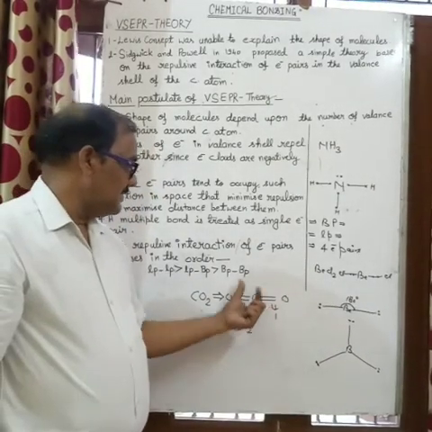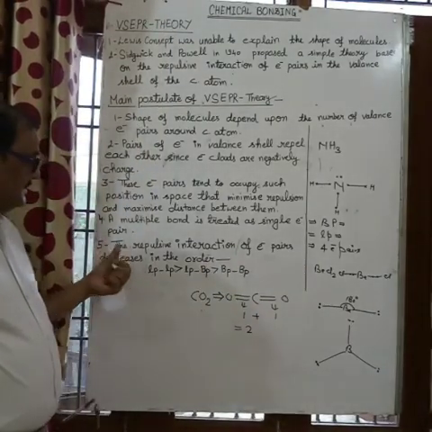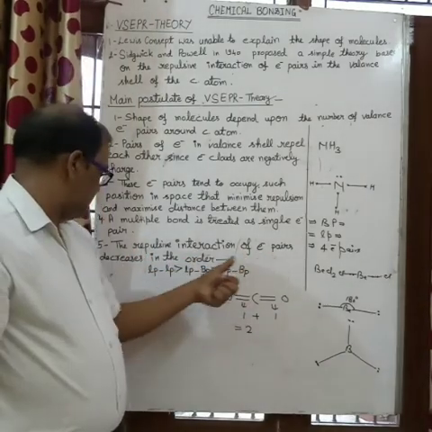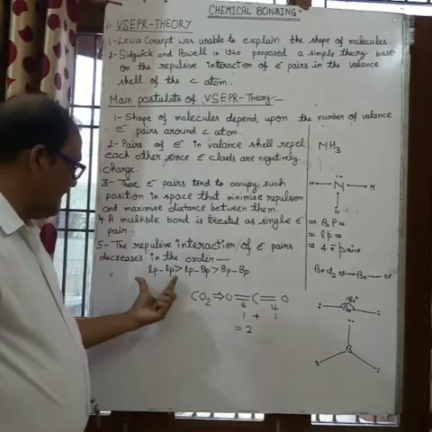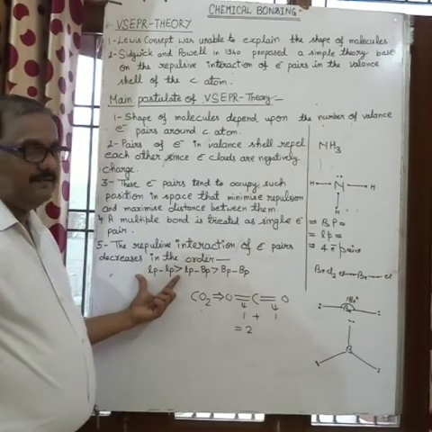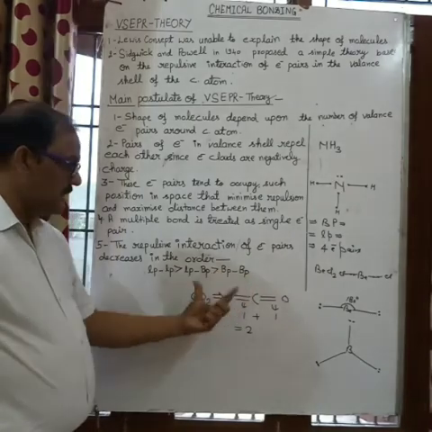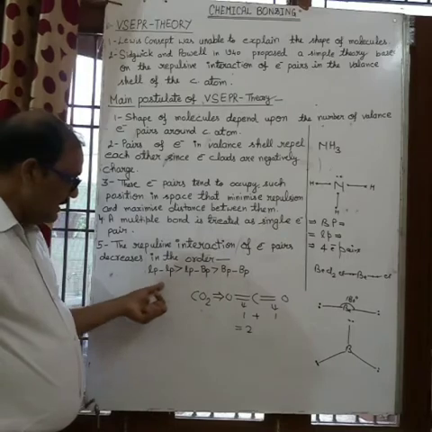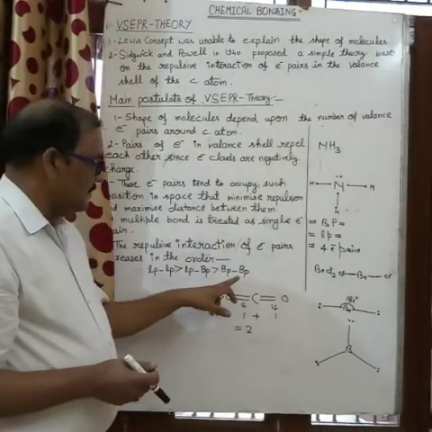Therefore, carbon dioxide is linear. And the last important point is that the repulsive interaction of electron pairs decreases in the order: maximum repulsion between lone pair and lone pair, then lone pair and bond pair, and then bond pair and bond pair.